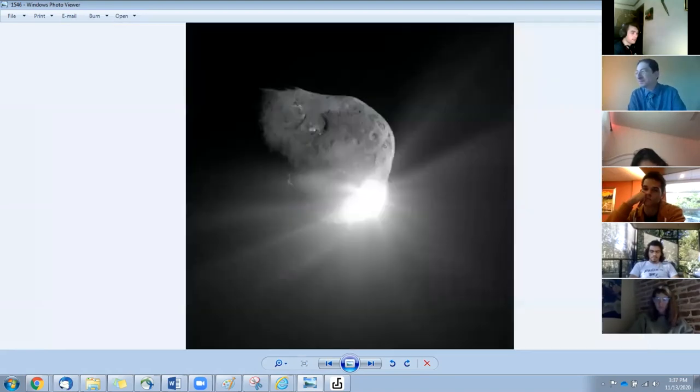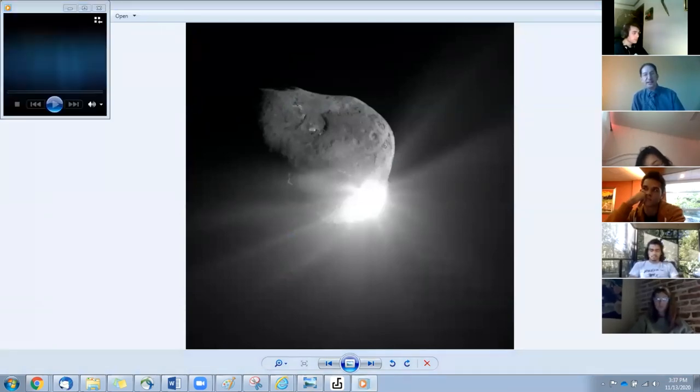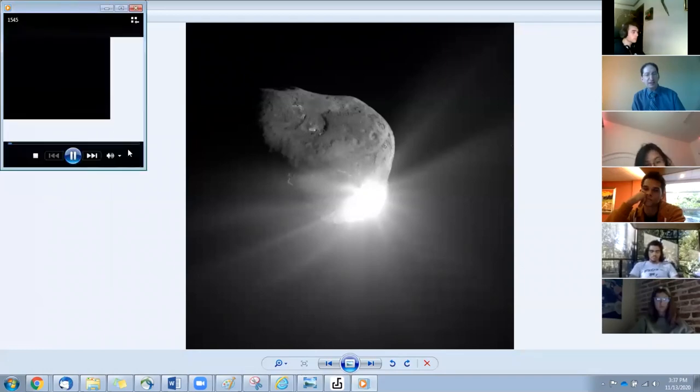A few more here. I have a little video for this one. I've mentioned this one before. This is the Deep Impact mission in 2005. Let that get started here.